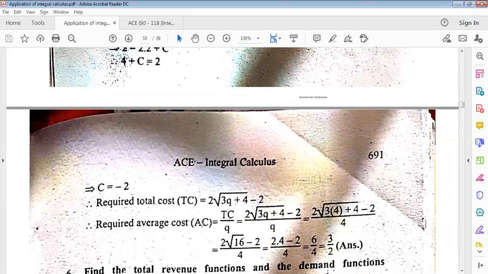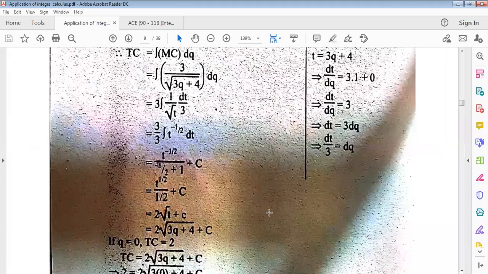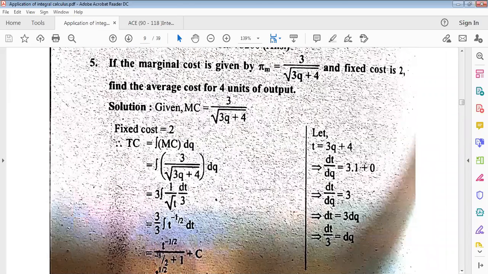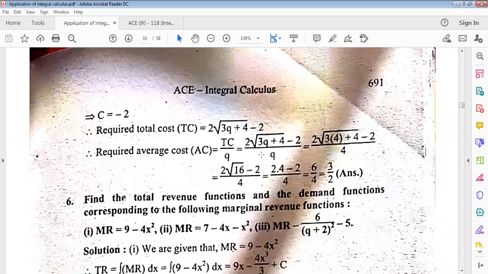Now what will the average cost be? Just dividing this by q. TC divided by q. This is the formula of average cost: total cost divided by number of units, given q. Thus this is divided by q, putting the value of q, because we have to find the average cost for output 4. Okay, 4 units. That means when q equals 4, we have to find the average cost. So putting q equals 4, we get the average cost equals 3 by 2.